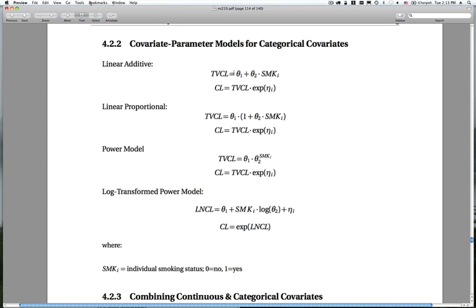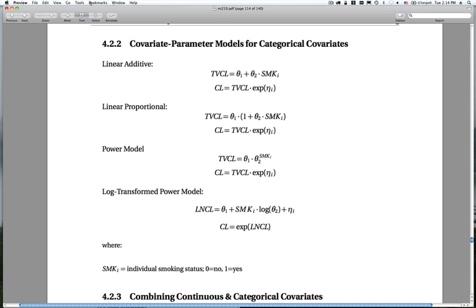We could model that in a different way, one where that effect is proportional. So now that we have this relationship, theta 2 is the proportional change in smokers versus non-smokers. This is going to be some fractional change. If the estimate of theta 2 is 0.2, we would say that smokers have a 20% greater clearance than non-smokers. That's another way to describe this.